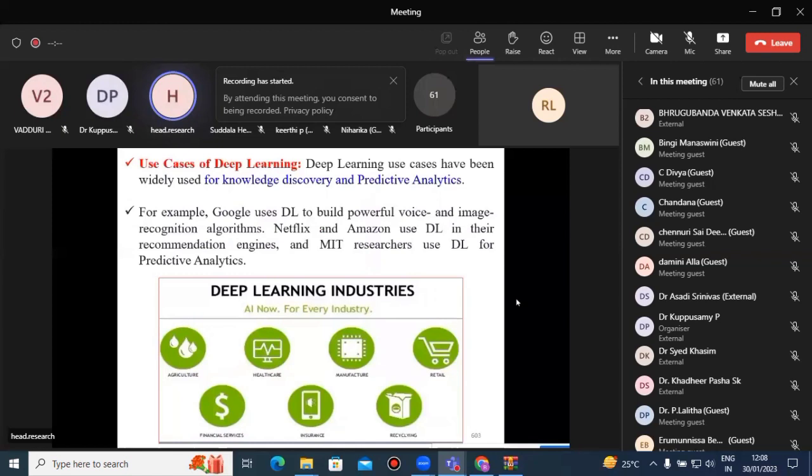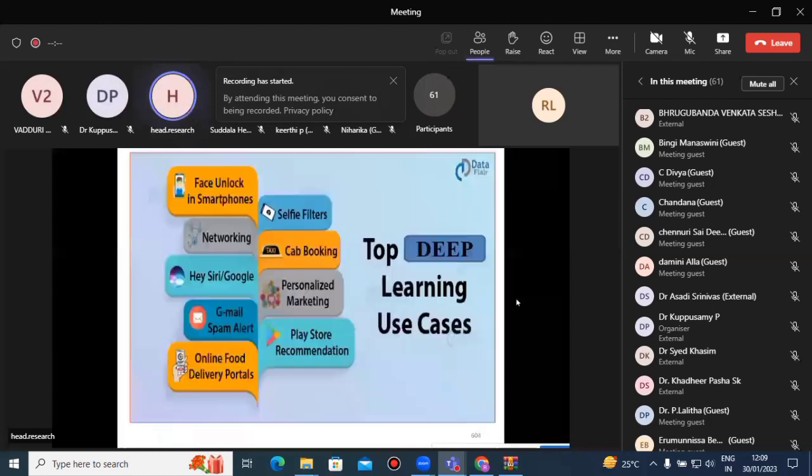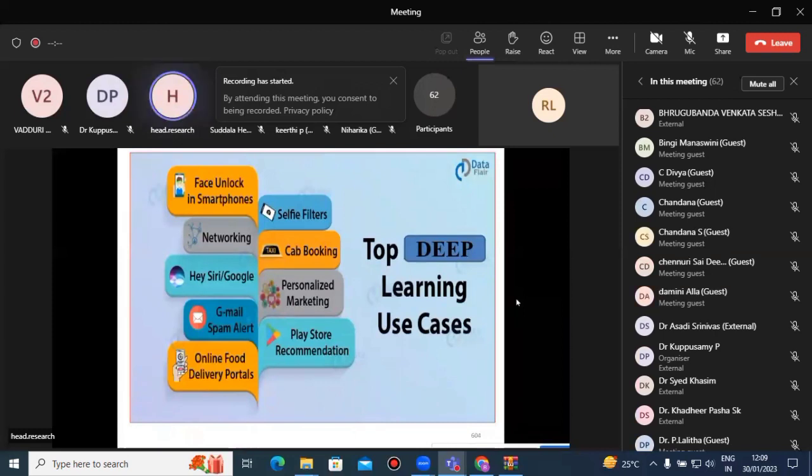Now see the diagram, especially the deep learning industries: agriculture, healthcare, financial services, insurance, manufacturing, retail, research. These are the deep learning use cases: face unlock in smartphones, selfie filters, cab booking, Hey Siri, Google, personalized marketing, Gmail spam alerts, Play Store recommendations, online food delivery portals, etc.